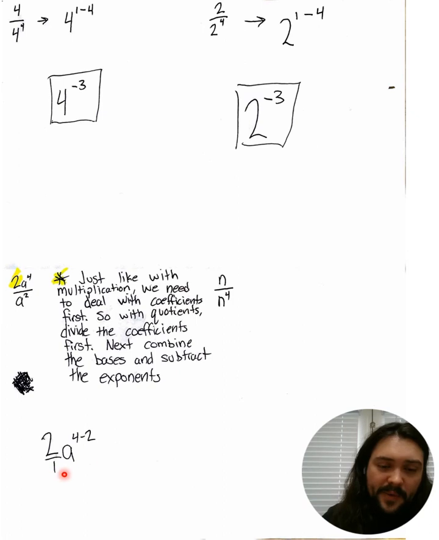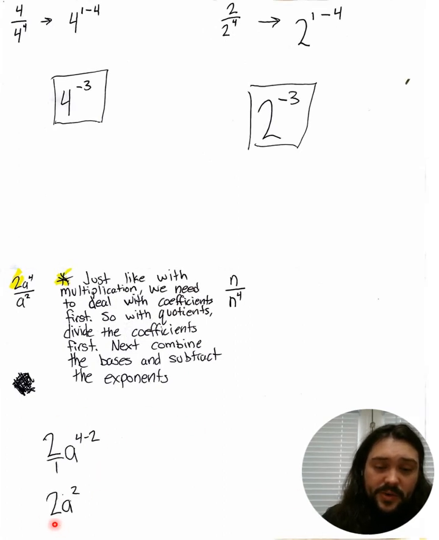So 2 divided by 1, and then we combine the bases, so the base of a and the base of a, and then we subtract the exponents. So we have 4 and 2, so 4 minus 2 right there, and then we simplify from here to get 2a, and then 4 minus 2 is 2, so 2a squared.